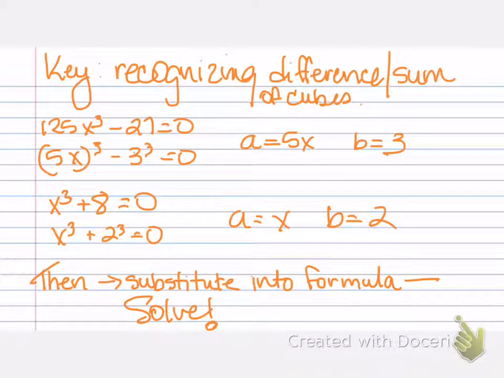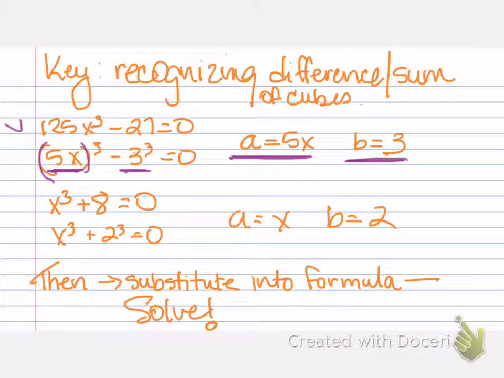So the key to being able to factor a difference of cubes or a sum of cubes is to recognize that that's what they are. Okay, so let's look at this first one right here, where we have 125x cubed minus 27 is equal to 0. If I rewrite it as 5x quantity cubed minus 3 cubed, then I can plug it into my formula saying that a is equal to 5x and b is equal to 3.